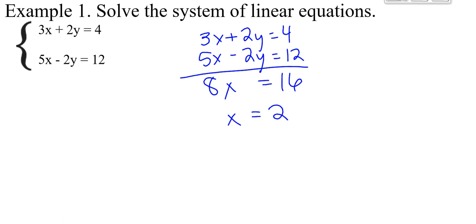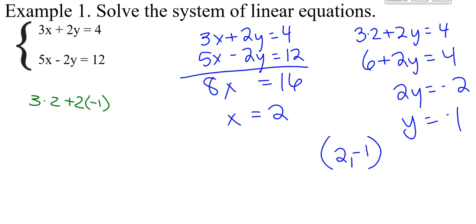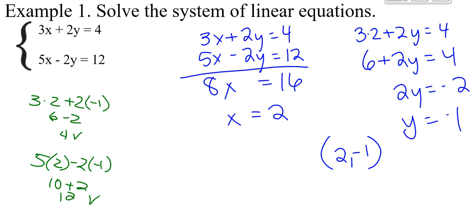X equals 2. And then we're going to back substitute. Isaac, what do you want to back substitute into? Y equals -1. And the solution is (2, -1). And then we'll just do our quick check. 3 times 2 plus 2 times -1, 6 minus 2 is 4. And then 5 times 2 minus 2 times -1, 10 minus, or plus 2, excuse me, is 12. And so it checks in both of those. And it all works just wonderfully as we go.